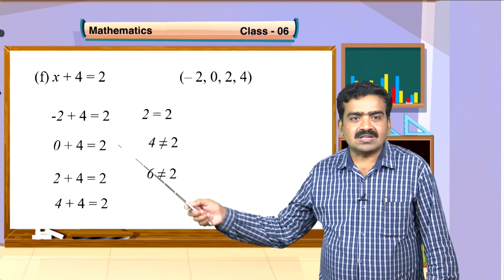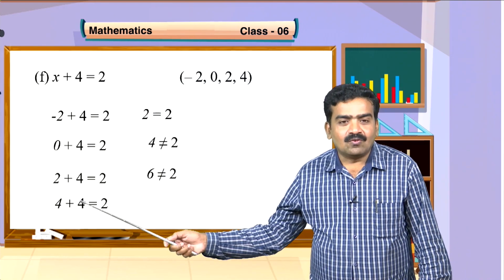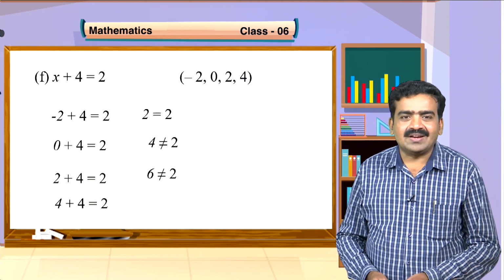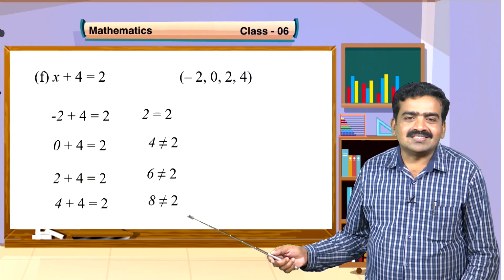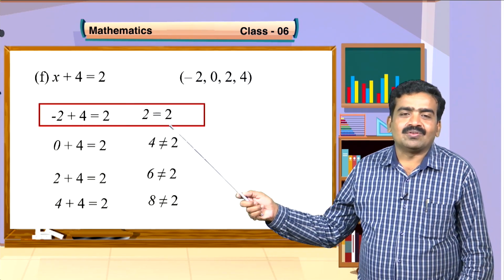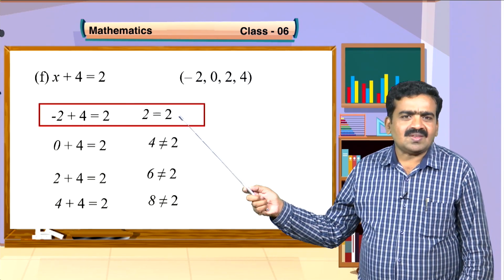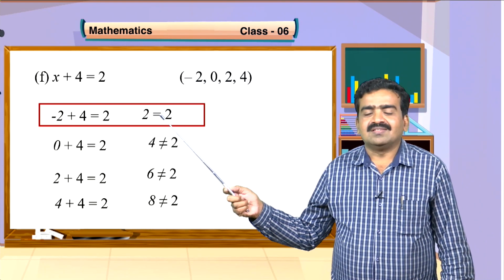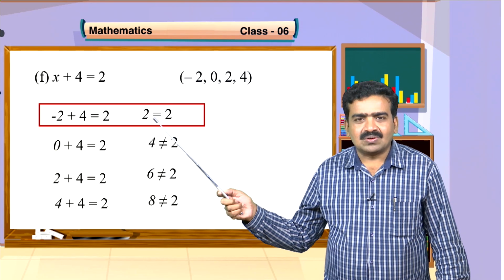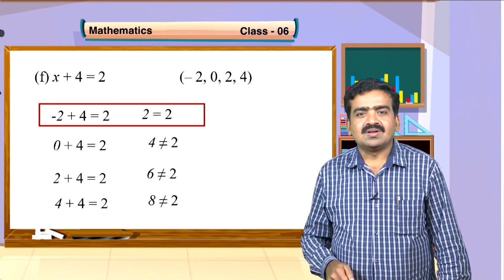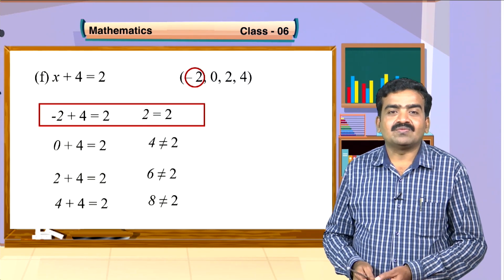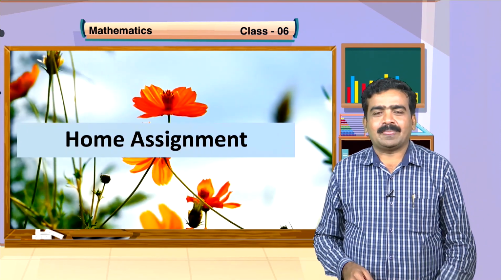When 4 is substituted in the equation, 4 plus 4 is equal to 2. Then what is the sum of 4 and 4? It is 8. 8 is not equal to 2. So, therefore, this is not a solution for the equation. Therefore, the equation holds good when we substitute x is equal to minus 2. Therefore, minus 2 is the solution for the given equation.